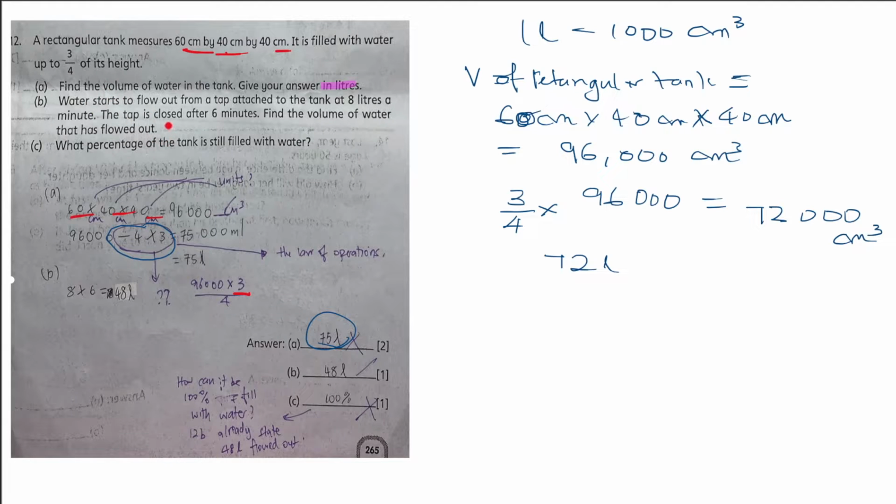Okay, then the second one is the water starts to flow out from tap. Okay, so this one you got it correct. But I think it's good that you can write some sentence here, okay? And then what percentage of the tank is still filled with water? Why is it that you put 100%? Because you know that water flows out. If there's no water flowing out, then it will be 100%. But then there is already water flowing out. Why is it 100%?